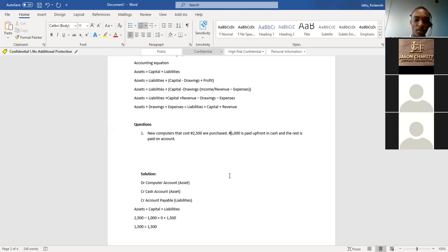So we are minusing that from the cost in order to arrive at our account. In order to arrive at our finance, which is 1,500 equals to 1,500. That's our accounting equation.